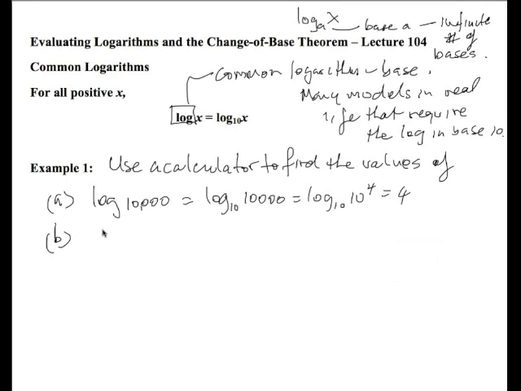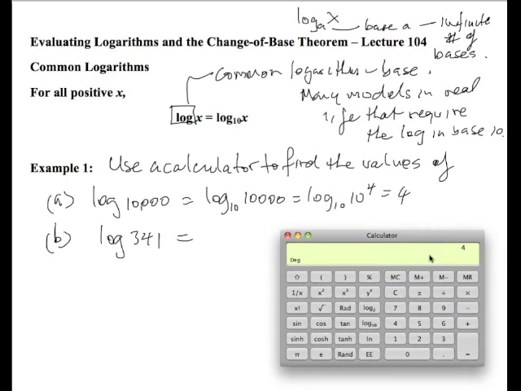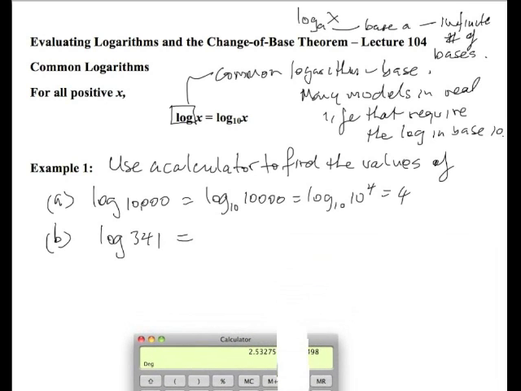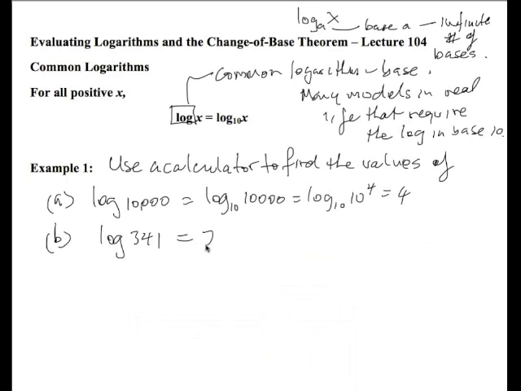Right, so let's do part B. Don't forget the properties of logs. Let's suppose we want to look at log of 341. Again, this means log in base 10. So we put in 341, hit log, and we end up with 2.53, and of course we can take it to as many decimal places as we like. So let's go 2.5327544, for example. It does go further, but I've rounded off to 7 decimal places.